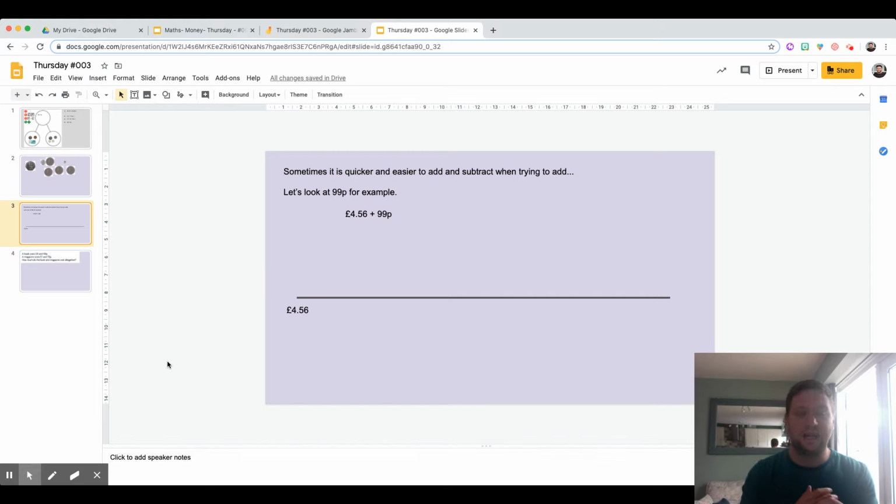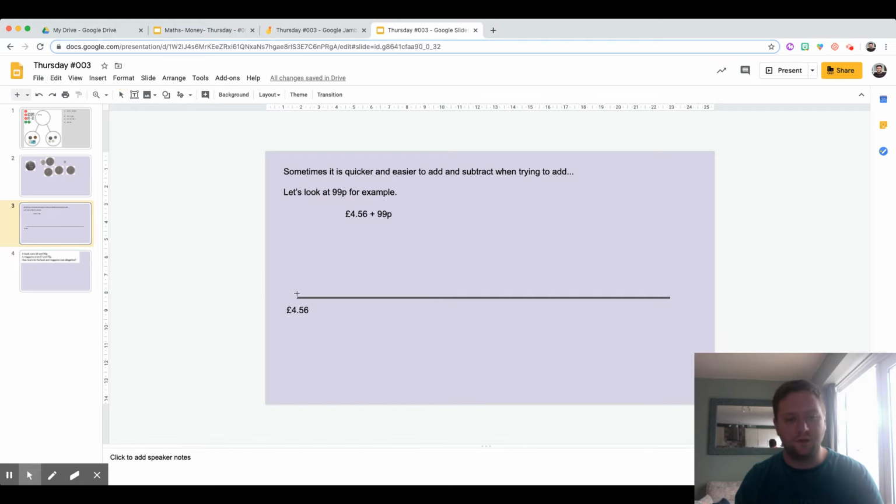So we're going to add and subtract in order to add 99p. So I've got a number line here just so you can visualize it. And I've put this biggest number on the left-hand side here. And adding 99p, I could do 9 jumps of 10 and then 9 jumps of 1. But again, that's a lot of steps and there's a big window for mistakes. So I'm going to show you a quicker way here.